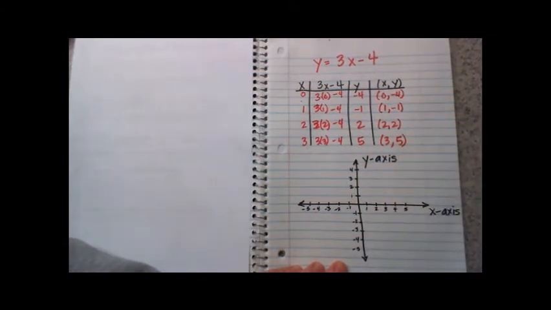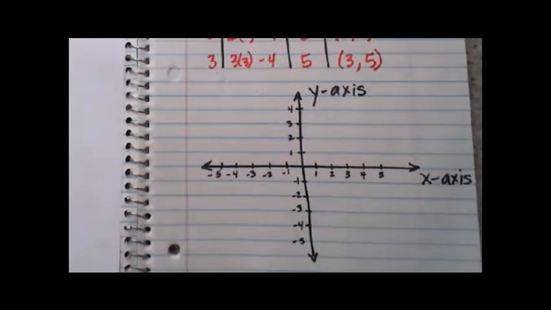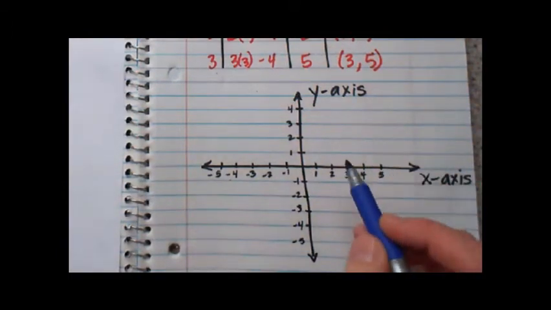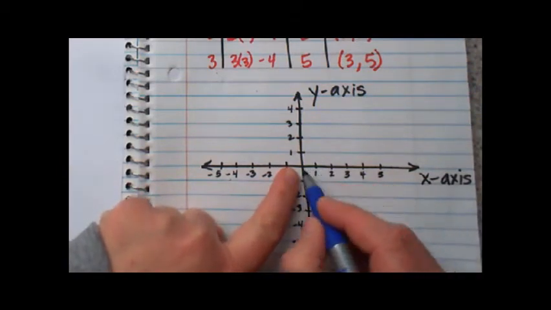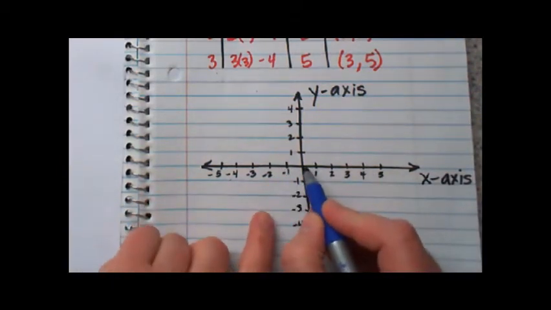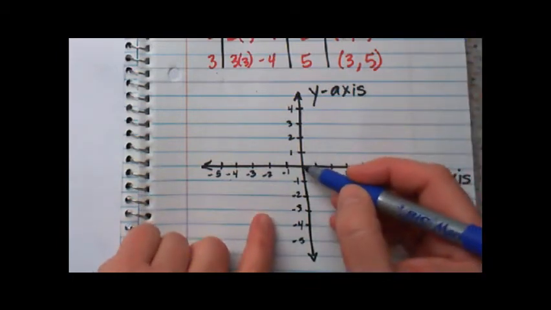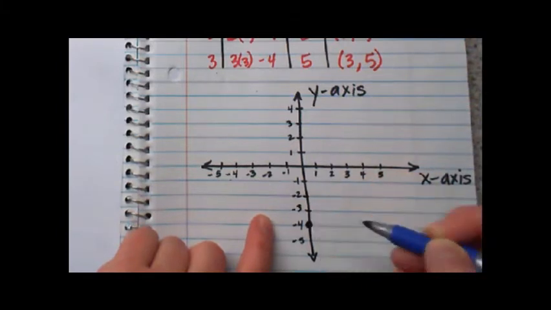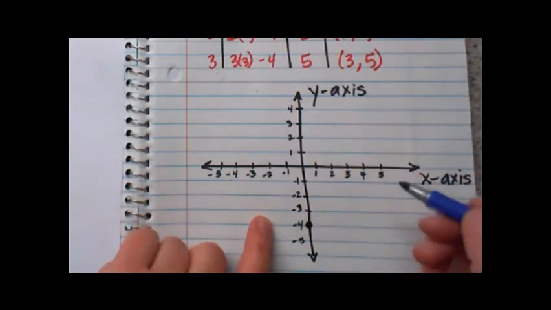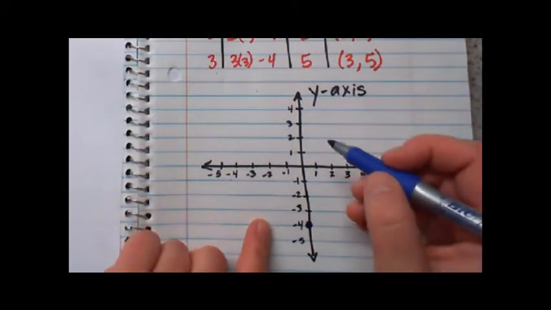Now we're going to graph these on the XY axis. I've zoomed the camera in so you can see these a little bit better. Let's plot the first point, 0, negative 4. We start at the origin. We're not going to go in either direction because the x value is 0, but the y value is negative 4. So 0 and then down 4 steps: 1, 2, 3, 4. 0, negative 4.